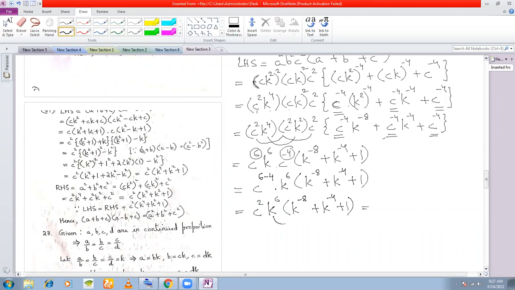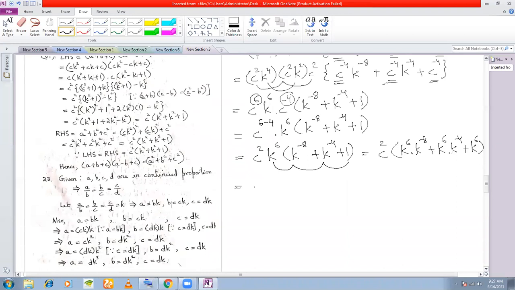Now what you do, you multiply k square with all this. Okay. So you get c square, k to the power of 6 into k to the power of minus 8 plus k to the power of 6 into k to the power of minus 4 plus k to the power of 6, which is equal to c square. Now k to the power of 6 minus 8 is k to the power of minus 2, plus k to the power of 6 minus 4 is k square, and this is k to the power of 6. So this is the value of your left hand side.